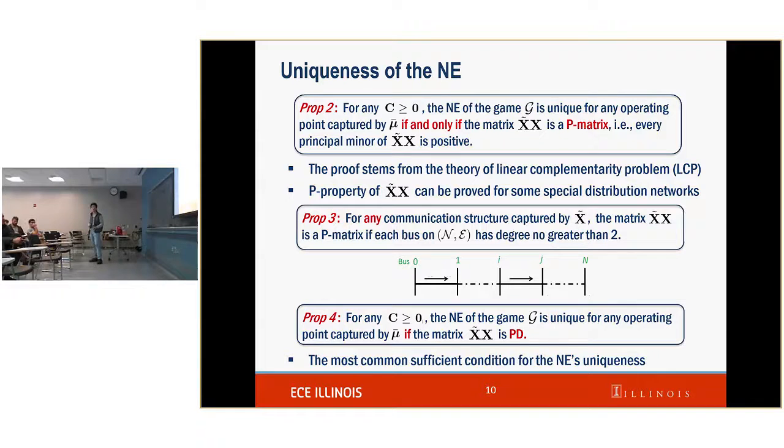You have to check all the principal minors. So we give another proposition, which is a sufficient condition for the uniqueness of the equilibrium, showing that if this matrix, X tilde X, is positive definite, then this equilibrium is unique. And this proposition is also important because it will play a role in the design of the algorithm.